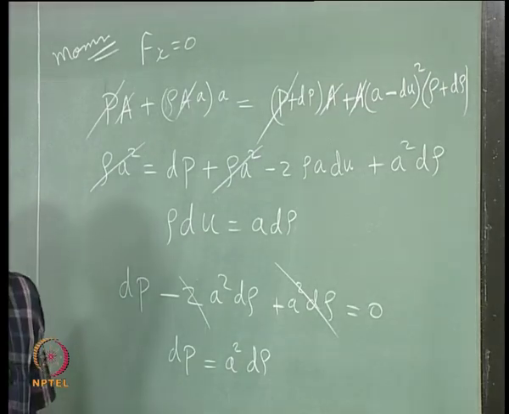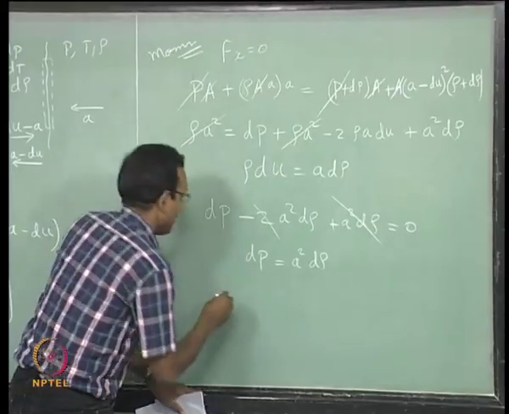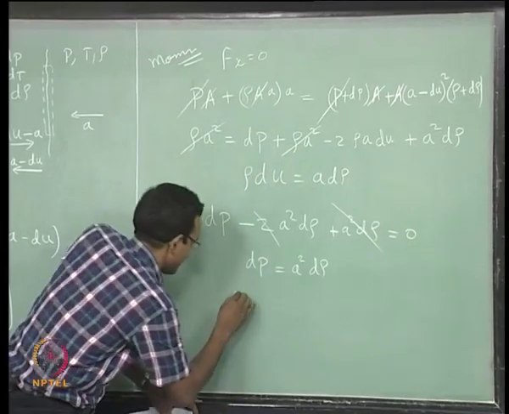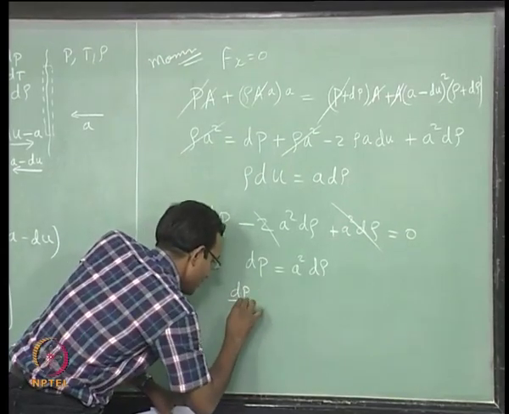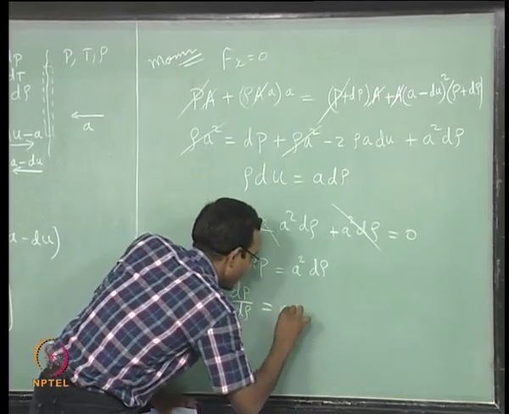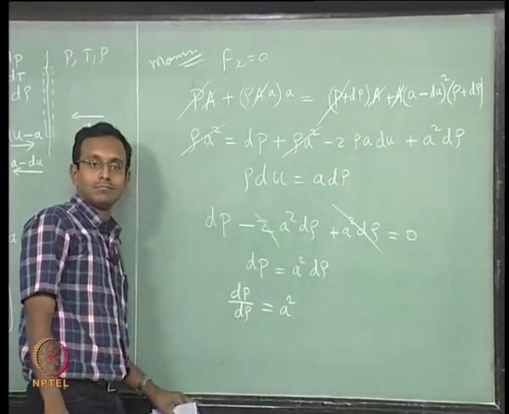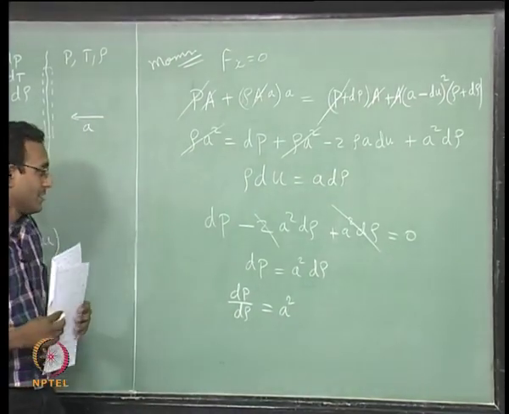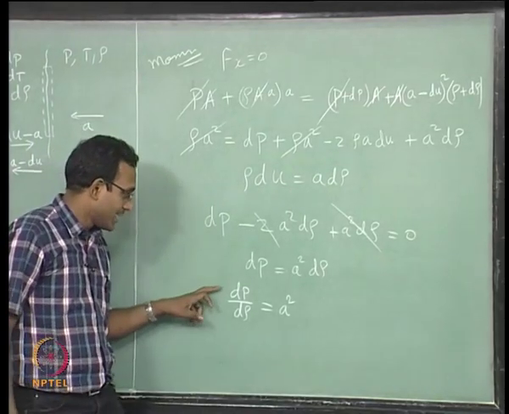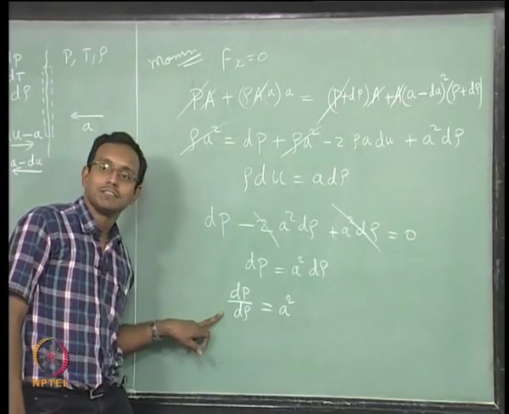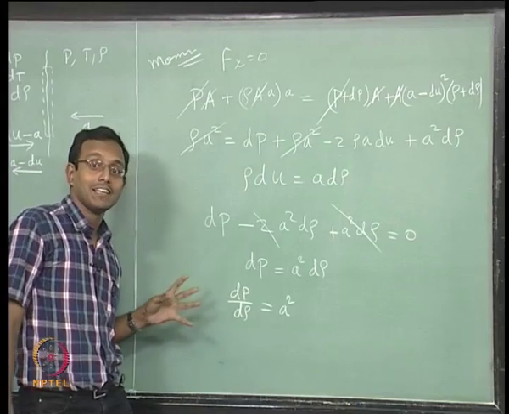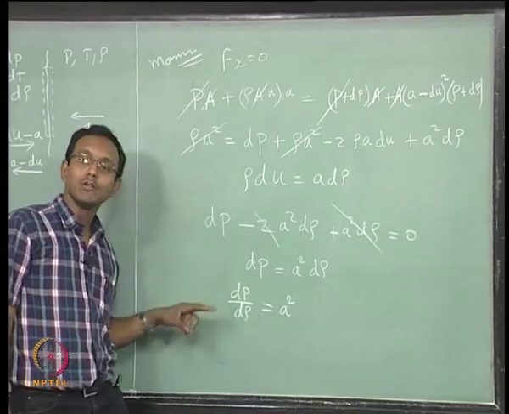Now I will use calculus, and I will say for infinitesimal changes dp by d rho is equal to a square. Now this is just gradient of pressure with respect to density. I did not tell anything about the remaining two variables.